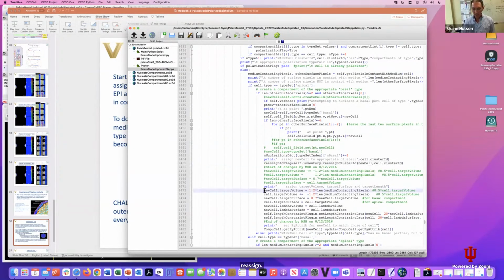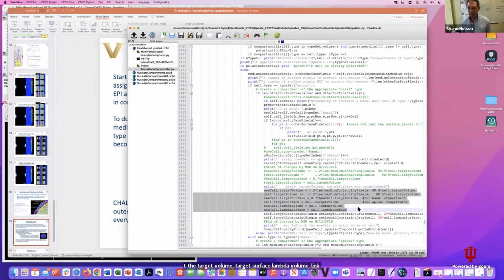And then down here a little bit further, we set the target volume, target surface, lambda volume, length constraint if we want it for the new cell that we just created. And those are based on how much contact there was between the original apical or basal domain and the surrounding cells. That helps us define what the new target volume and target surface area are.